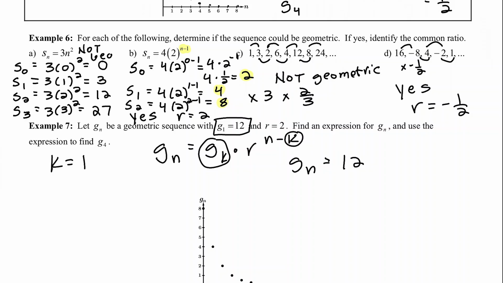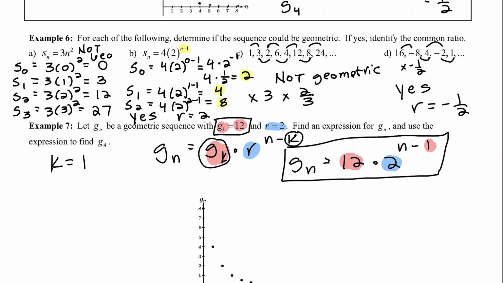So G of n is equal to G of 1, which is 12. So I'm plugging the 12 in here. Plugging R in. R is 2. N minus 1. Again, the 1 comes from the G of 1. That would be my equation. If they just want you to find the equation for G of n, you can leave it like that. They want me to find G of 4.